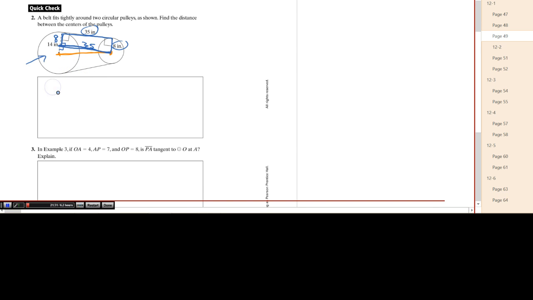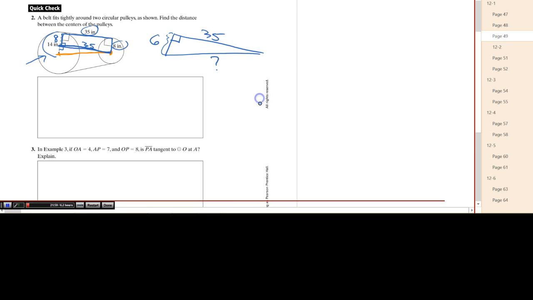So let me just pick up this triangle and draw it over here. So this was 35. How could I ever find out the length of this side right here if I know that this entire radius is 14 and part of it is 8? 14 take away 8. Don't give up. This was second grade. You can do this. So we know that this is 6.